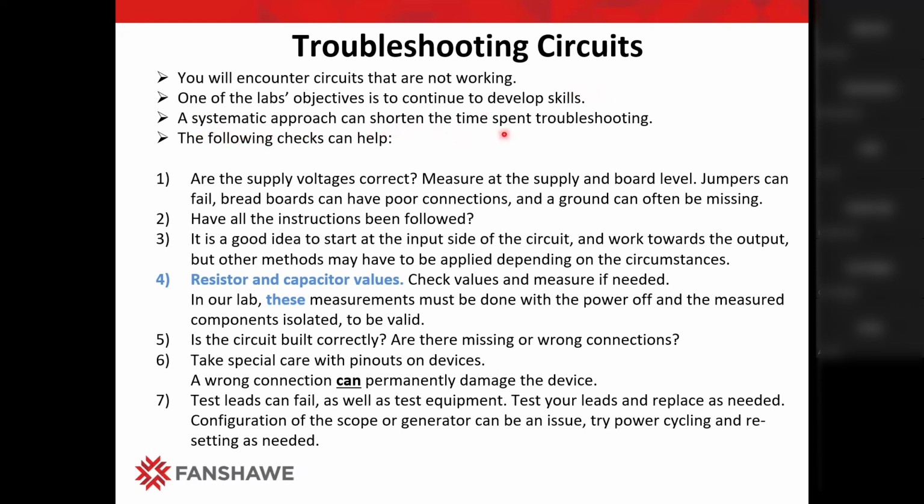A systematic approach can shorten the time spent troubleshooting. This can help. Are the supply voltages correct? This is part of checking the obvious. Measure at the power supply and at the board level. There is a certain voltage on one side of the wire, and is it the same voltage at the other side of that wire? Could that wire be broken inside, with the break hidden by the insulation or jacketing? Yes, it could be. Have I seen that? Yes, many times. Jumpers can fail, breadboards can have poor connections.